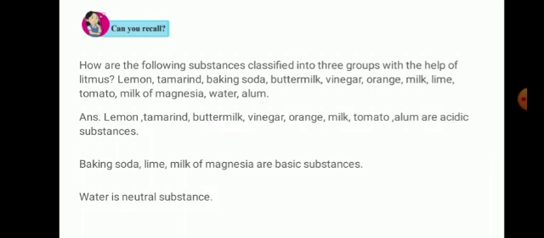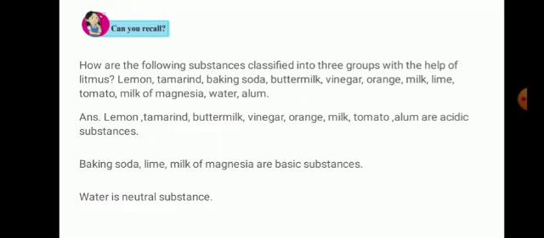Now you have to classify the given substances into three groups, whether it is an acid or base or salt. Lemon, tamarind, buttermilk, vinegar, orange, milk, tomato, alum are acidic substances. Baking soda, lime, milk of magnesia are basic substances, and water is a neutral substance. So thus we have divided substances into three categories: acidic substances, basic substances, and neutral substances.